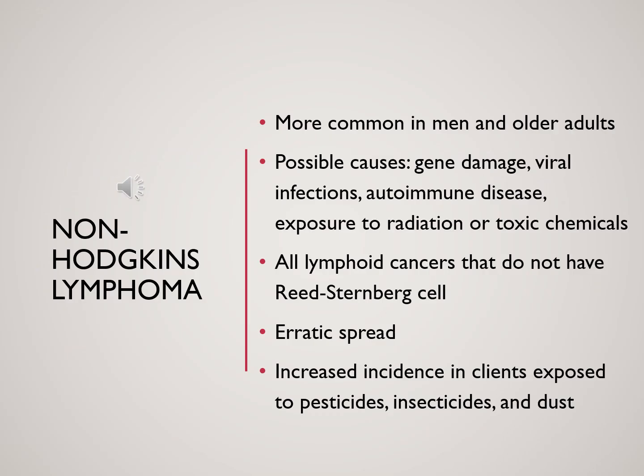Non-Hodgkin's lymphoma is more common in men and older adults. These are lymphoid cancers that don't have that Reed-Sternberg cell. It has a very erratic spread. They think this is related to either gene damage, viral infection, or autoimmune disease. And there's an increased incidence of this occurring in people that have been exposed to pesticides, insecticides, and dust.